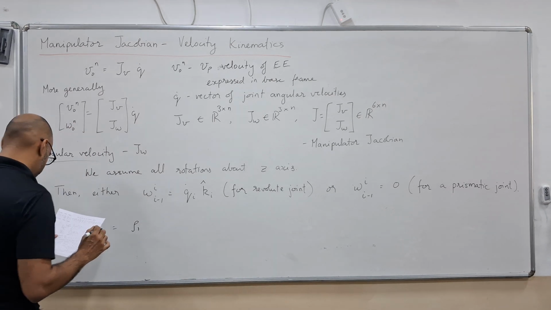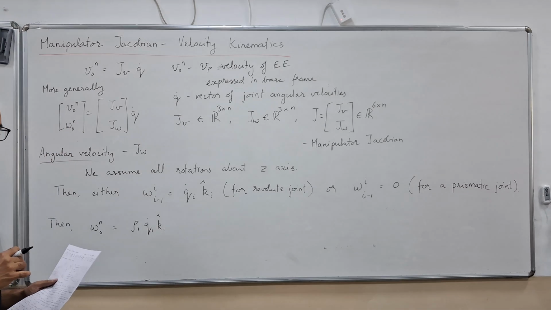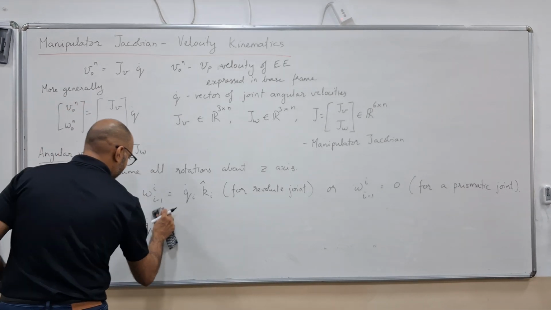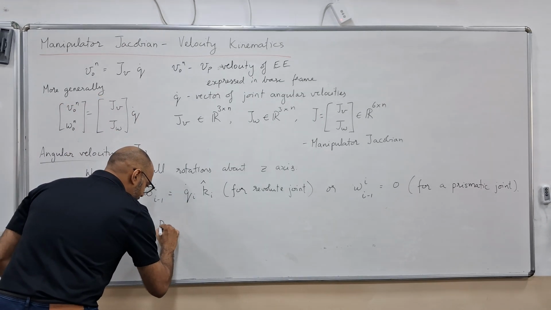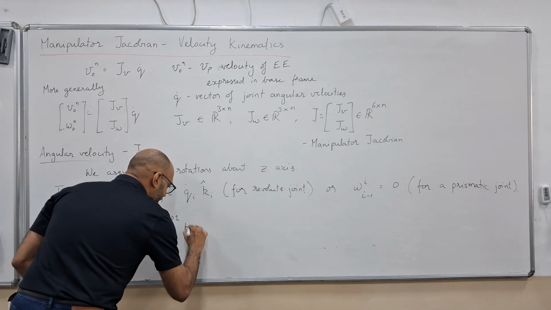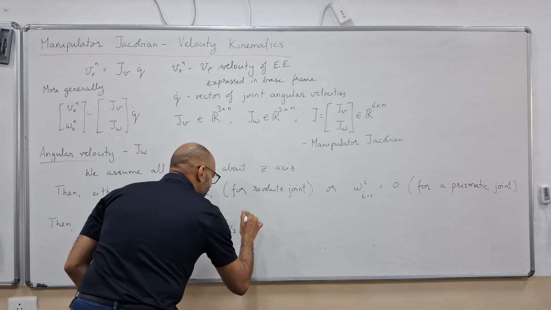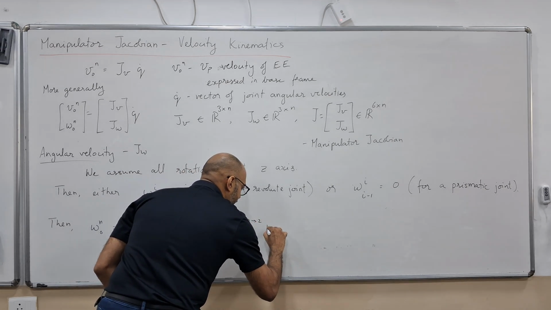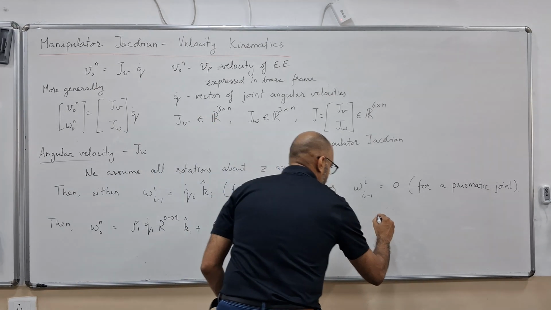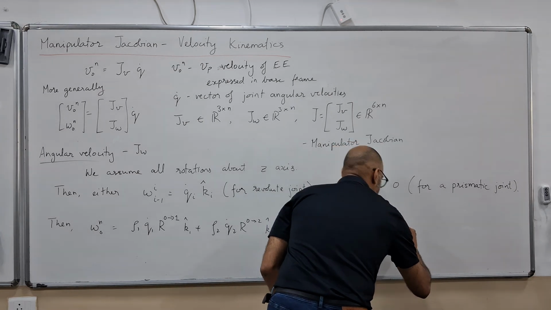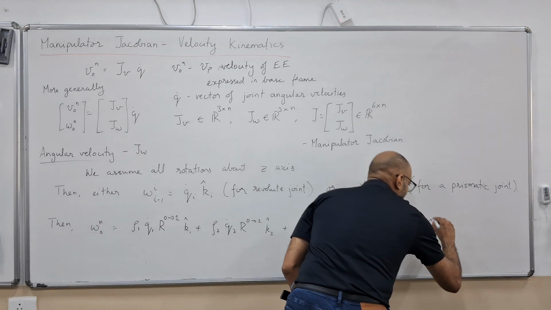So you have rho1 q1 dot k1 hat, and in fact, instead of writing k1 hat, k1 hat would still be in one frame, so I would have to write r0 to 1 k1 hat, plus rho2 q2 dot r0 to 2 k2 hat, and so on and so forth, going all the way to rho n qn dot r0 to n kn hat.